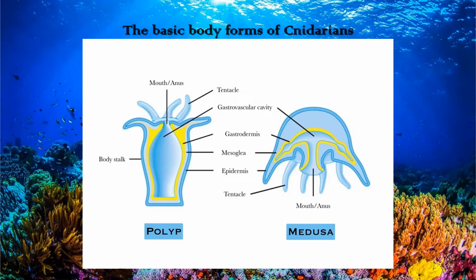The inner layer secretes digestive juices into the gastrovascular cavity. The function is to digest food and circulate nutrients. It also serves as a hydrostatic skeleton.